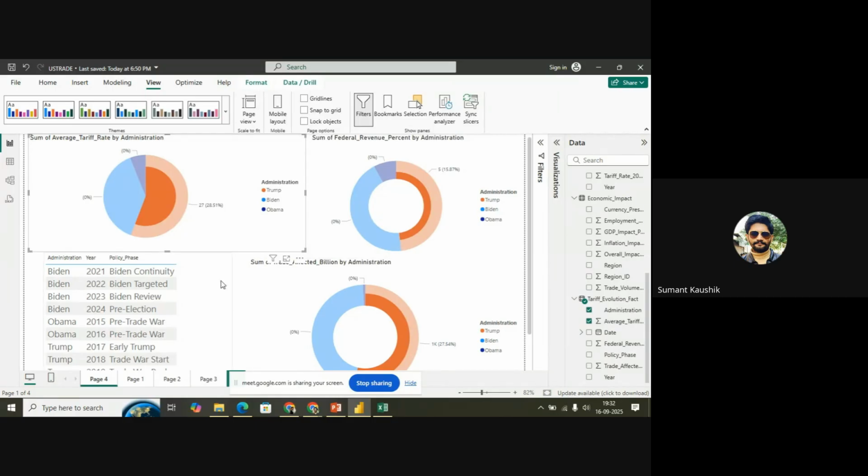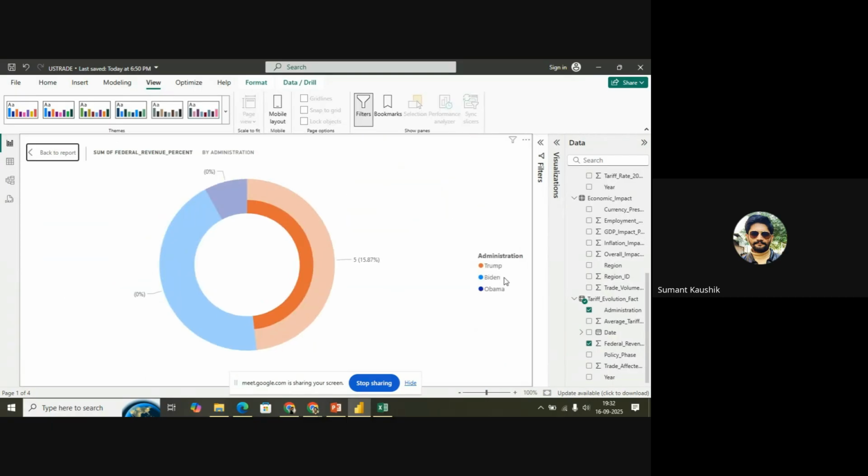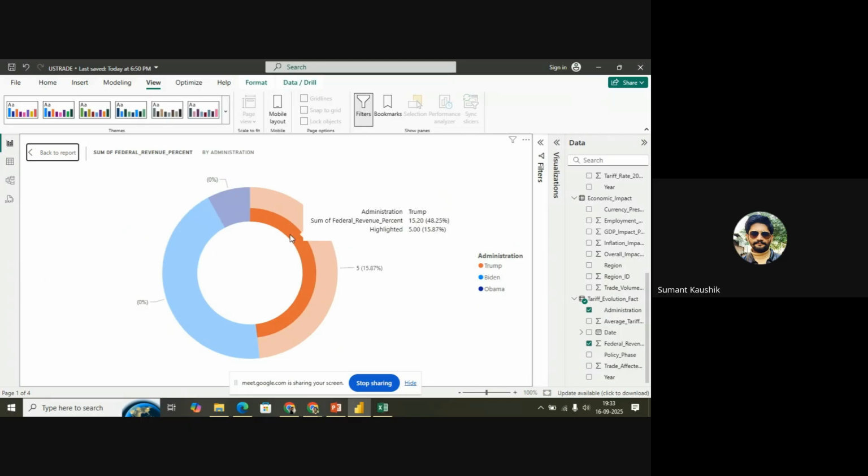Now, we have to see what trade is being affected. With this 27% tariff, we can see how much the revenue has increased. This much revenue, that is 15.87%, or it is 5% of the total revenue of the government. So 5% of the government's revenue comes from tariff at present for the US in 2025.